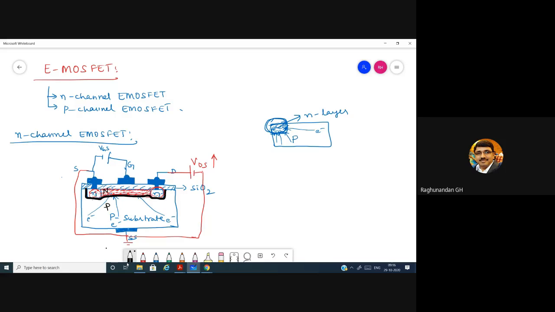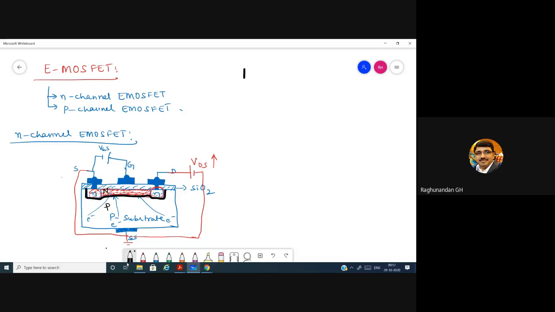Here, the channel will be created whenever it is biased. Again, the channel will be removed. So this is how the E MOSFET works. N channel E MOSFET. In the same way, we have P channel E MOSFET. That's why the name enhancement type, because we have to enhance the layer, we have to create the channel, and then we have to conduct. That's why the name.